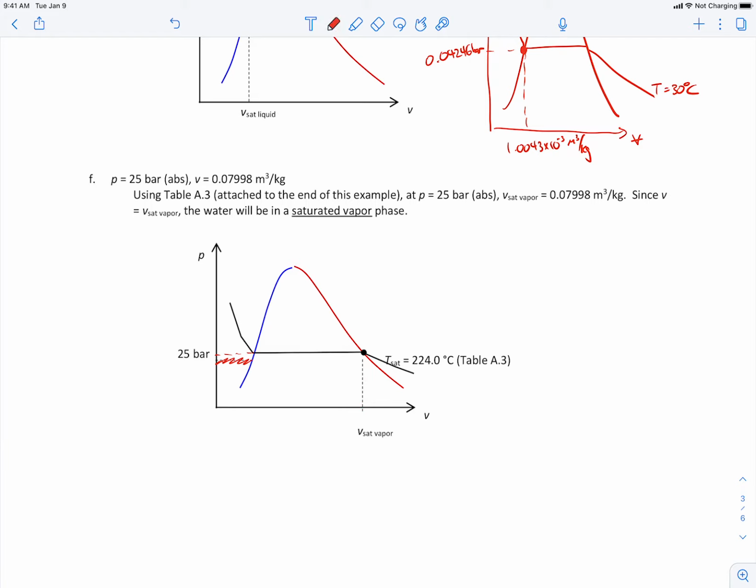And if you wanted to see it on a TV plot, just as a supplemental plot, the temperature is 224 degrees C, corresponding isobar would look like this. This is our pressure of 25 bar, and there's our saturated vapor phase value right there. This is the 0.07998 cubic meters per kilogram. So that's where we are on a TV diagram. All right, that covers all of the different parts that we were asked to find, so we'll end it there.